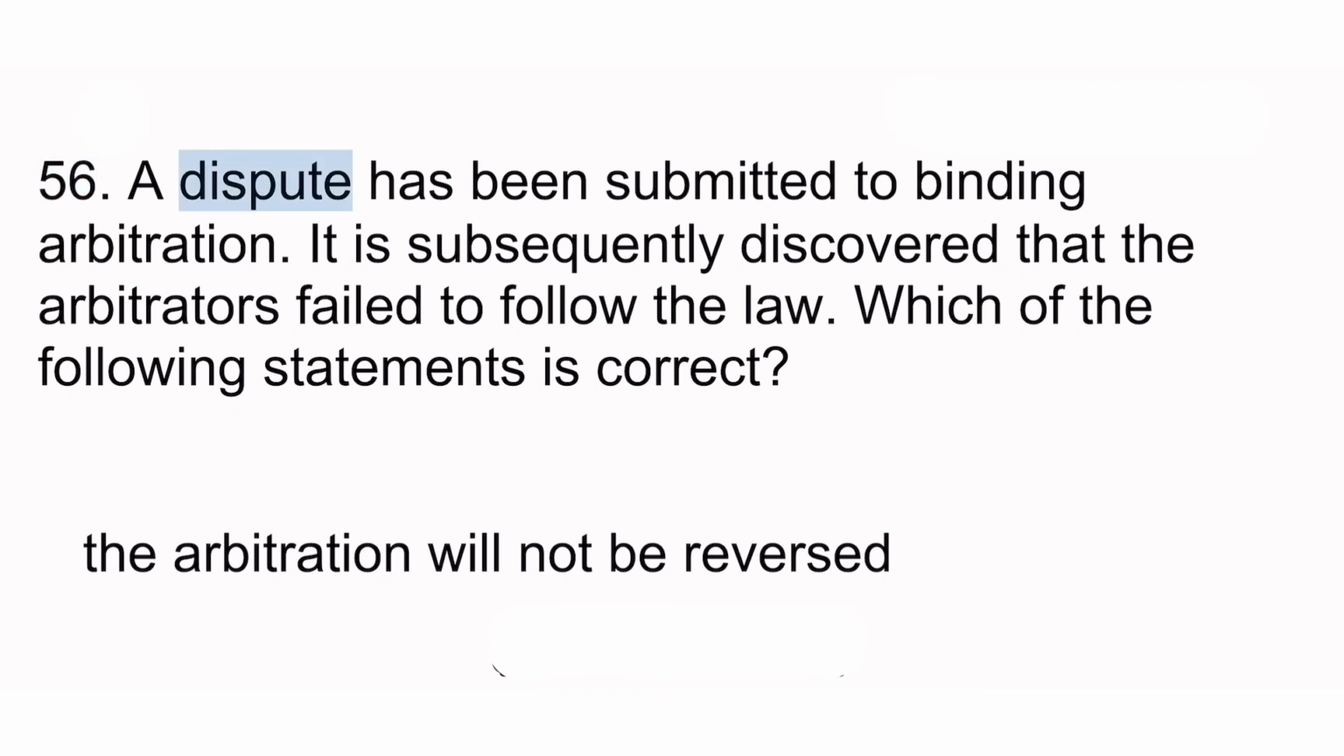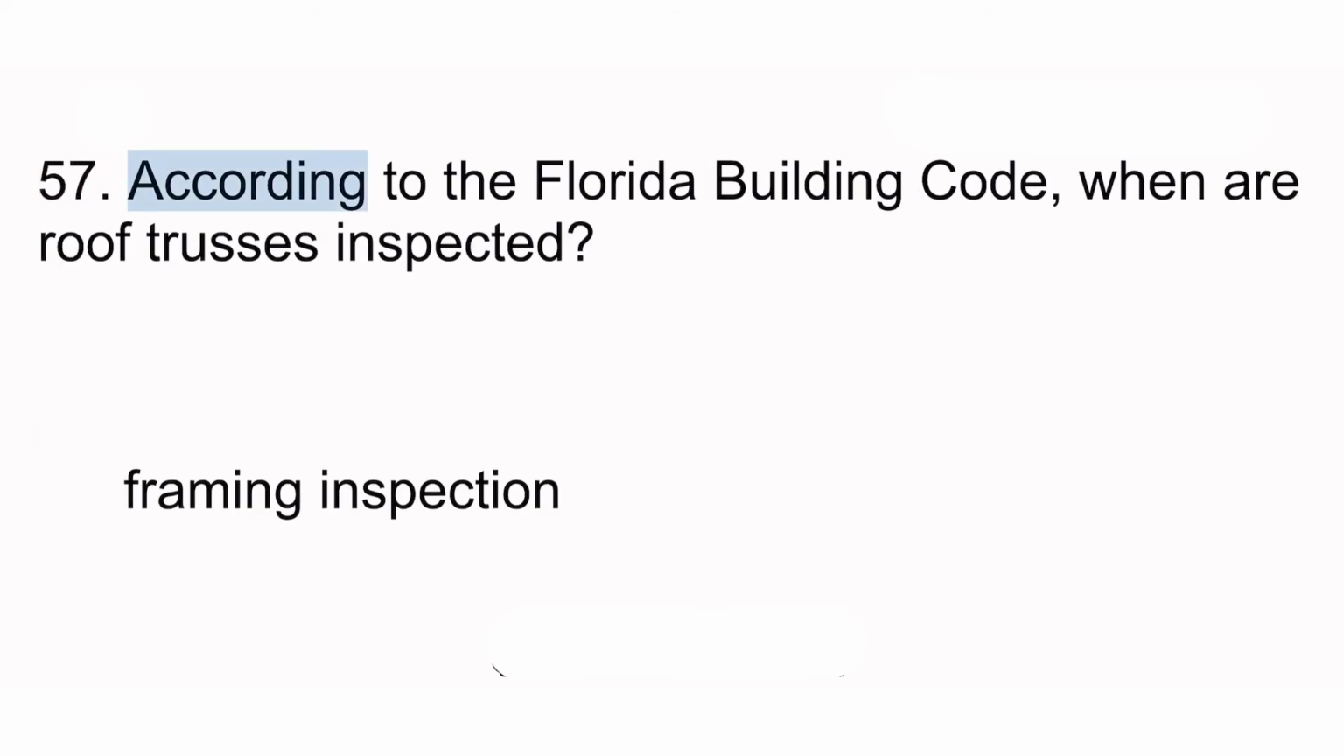56. A dispute has been submitted to binding arbitration. It is subsequently discovered that the arbitrators failed to follow the law. Which of the following statements is correct? The arbitration will not be reversed. 57. According to the Florida Building Code, when a roof truss is inspected. Framing inspection.